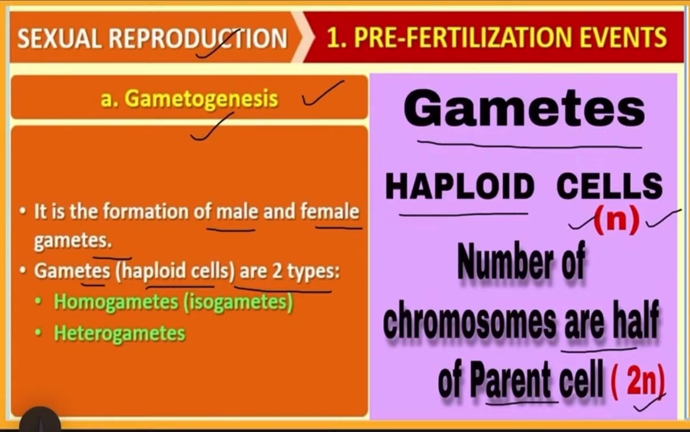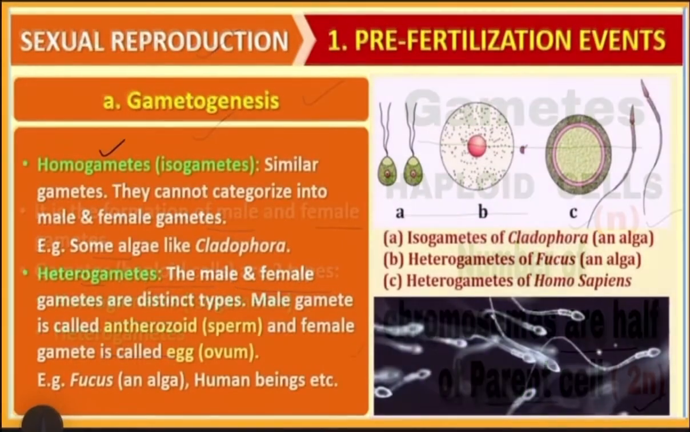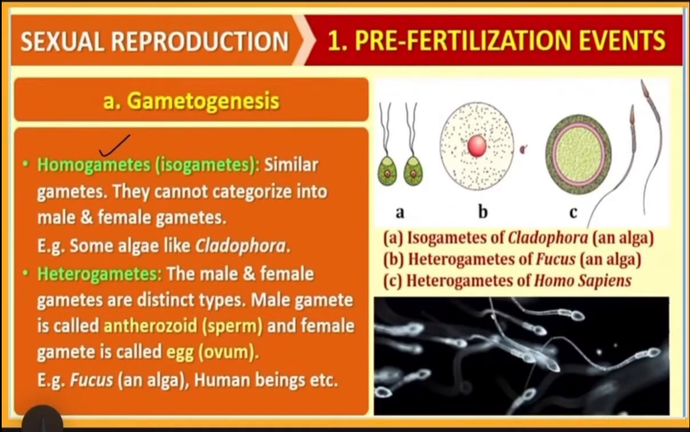Gametes are of 2 types. 1. Homogametes or isogametes, and 2. Heterogametes. Now, let us see what are homogametes or isogametes. Isogametes are similar gametes. They cannot be categorized into male and female gametes. Example, some algae like Cladophora have homogametes. You can see here in diagram A, they are homogametes, similar gametes found in Cladophora.